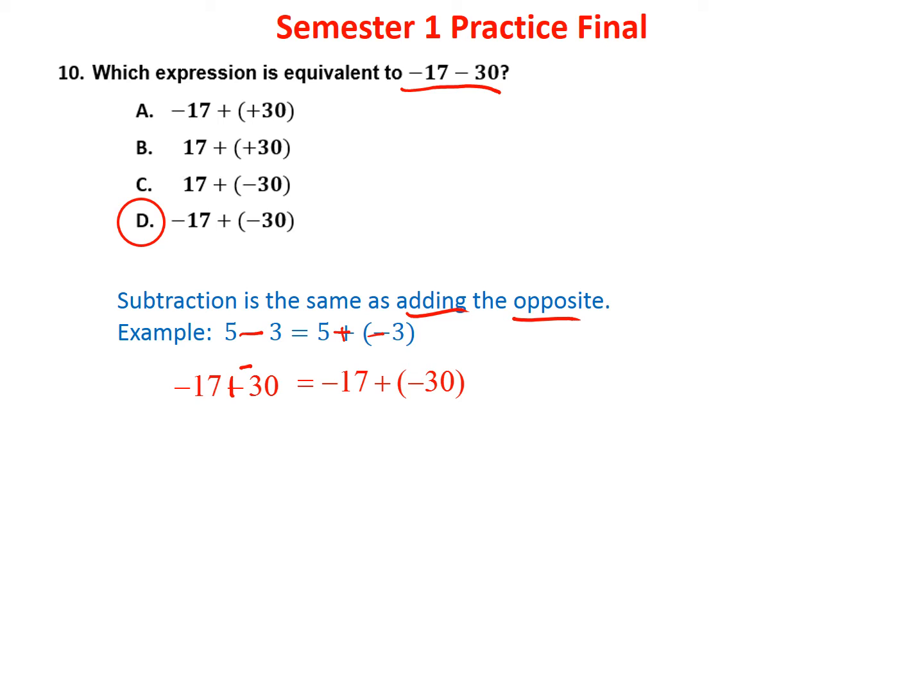If you actually work these out, minus 30 plus 17 works out to be minus 13. Likewise here, 17 plus 30 would be 47, and 17 plus minus 30 would be negative 13. Whereas this one, we're adding two negative numbers together and we would get minus 47. And that's what we would have here if we work this out on the number line. So the answer in this case is D.